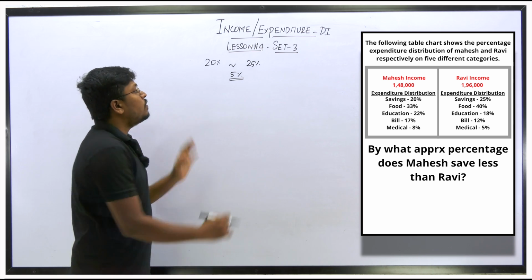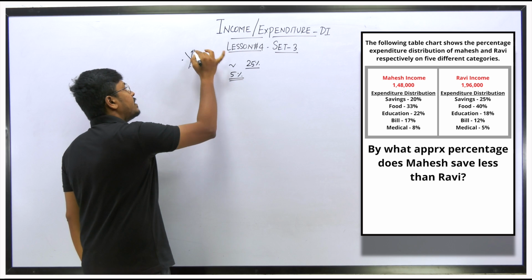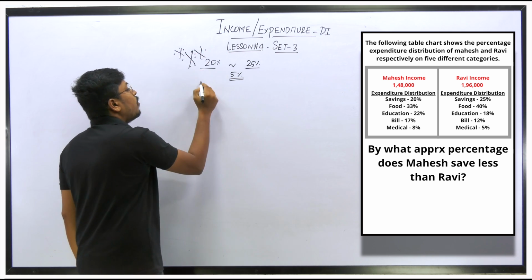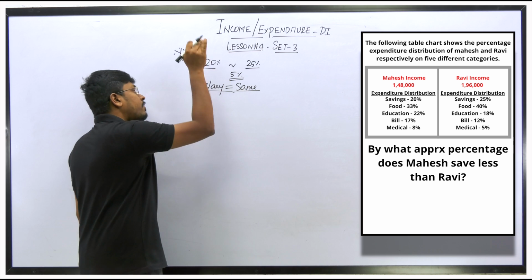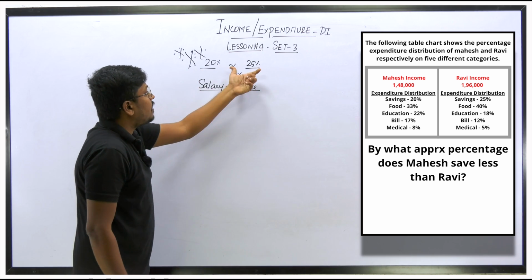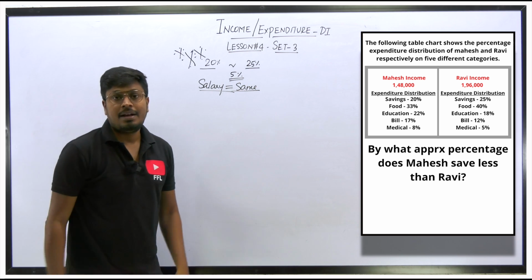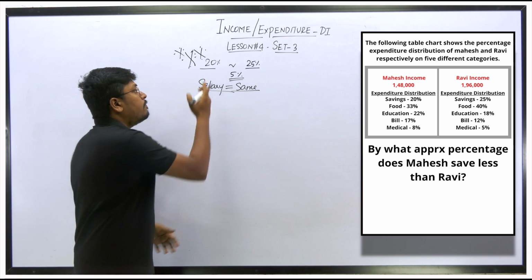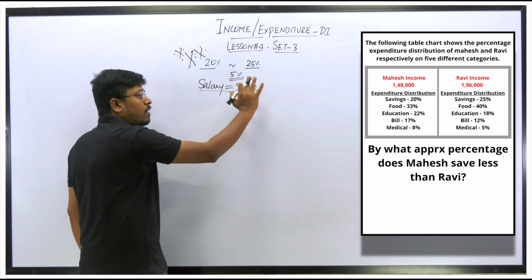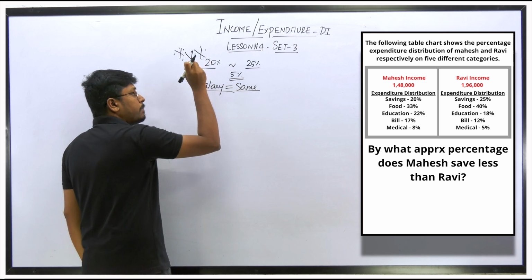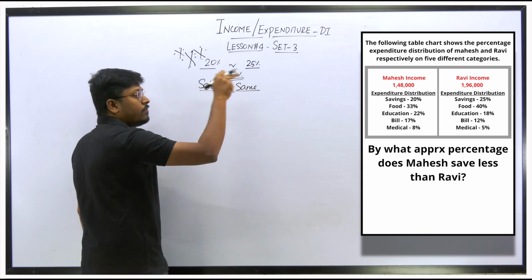Why? Because you should follow this method only if both persons' salaries are the same. It's most important. I have seen many students make this mistake, right? If the salary is the same for both persons, then you can follow this method. Here, the salaries of Mahesh and Ravi are different, because Mahesh's salary is 1,48,000 and Ravi's salary is 1,96,000. If both persons' salaries are different, you can't just find the percentage difference like that. That is wrong. You need to find the value separately for Mahesh, and the separate savings value for Ravi, and then find the difference in their values.